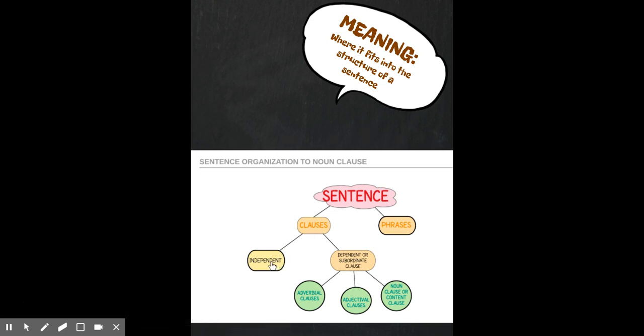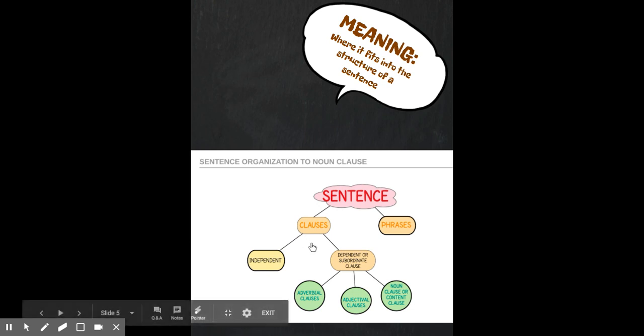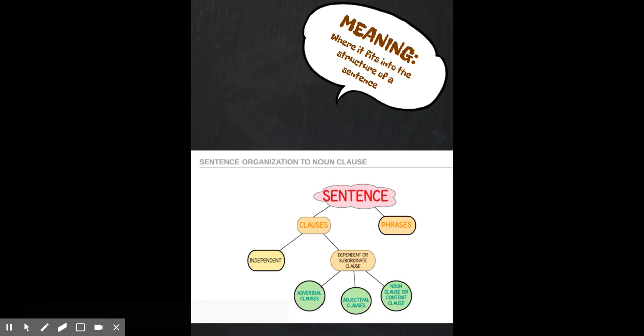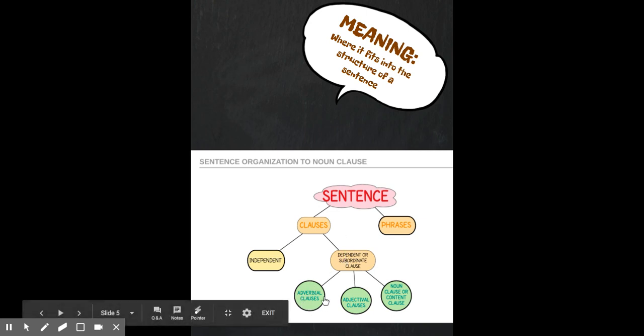Clauses can be independent, meaning standing on their own, or they can be dependent, meaning they're relying on an independent clause. So they're at the lower tier, a step down or beneath the independent clause, so they're called subordinate. Dependent or subordinate, those are synonyms. They mean essentially the same thing for a clause. And in English, there are basically three types of subordinate clauses: the adverb clause, the adjective clause, and what we're going to look at today, the noun clause.